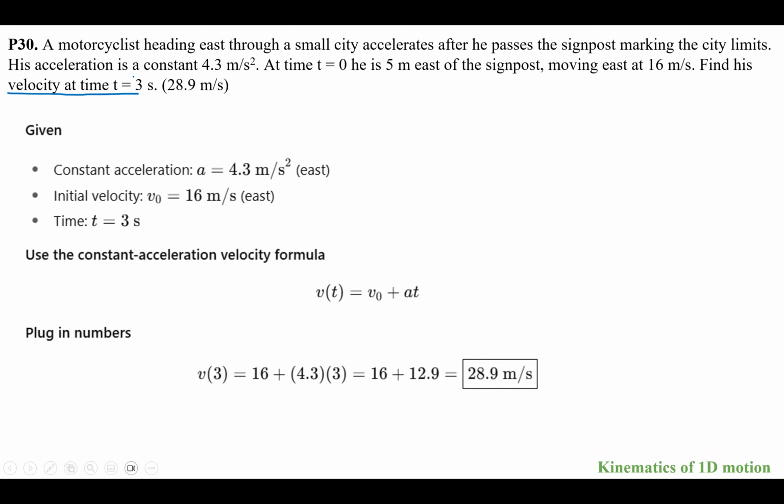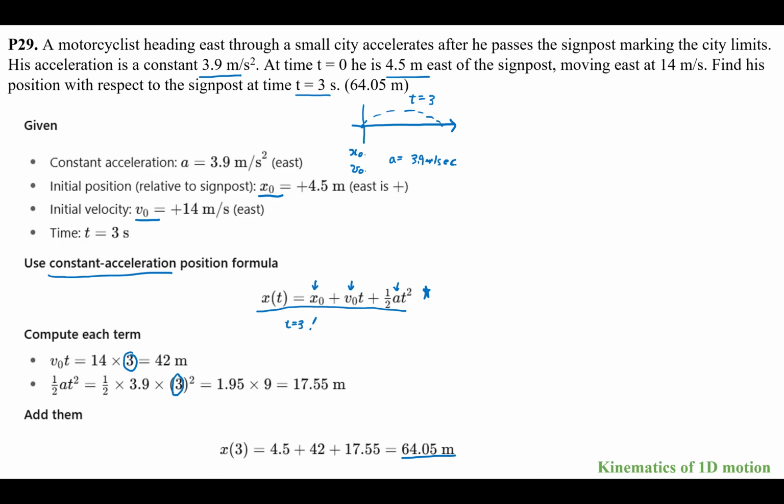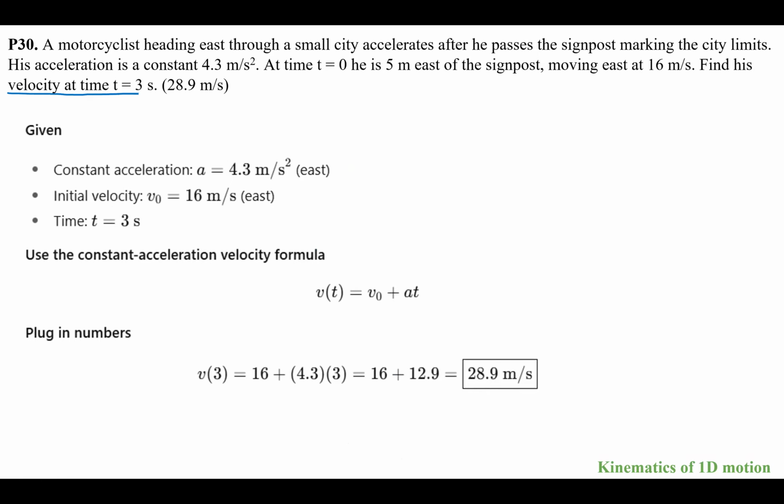In comparison to the previous case, problem 29, where we needed to find the position x, in problem 30 we need to find the velocity. And then we need to use the constant acceleration velocity formula like this, okay? We know what V0 is, we know what a is, and we just plug in t equal to 3. And then we get this velocity.